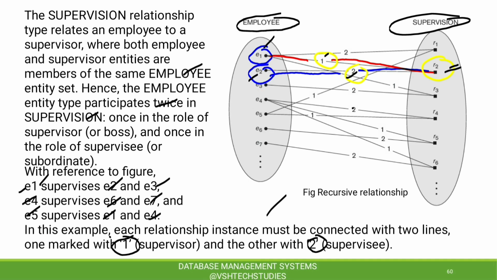Here employee entity type is playing two roles in the relationship supervision, once as supervisor and another time as supervisee. So such kind of relationship is called a recursive relationship, and here the name of the relationship is supervision and the participating entity is employee and it is playing two roles. Okay. That is all about recursive relationship. With that, we shall move on to the next topic.